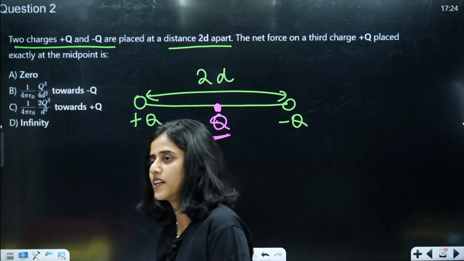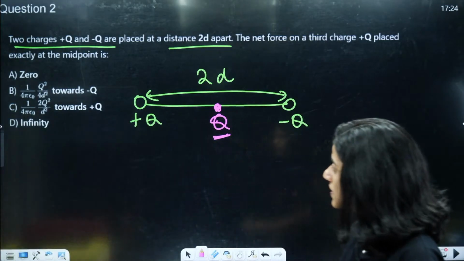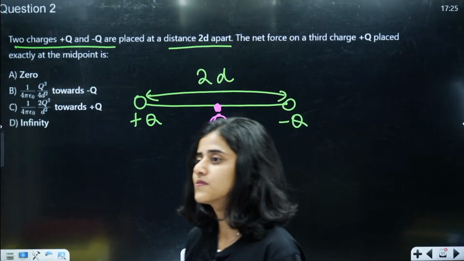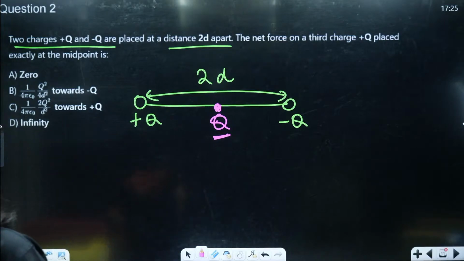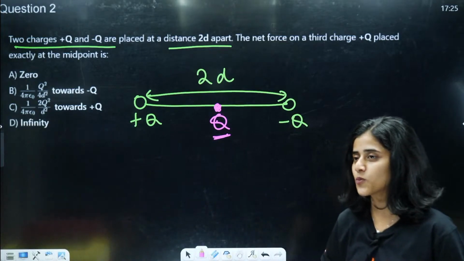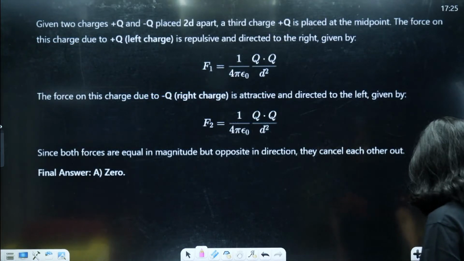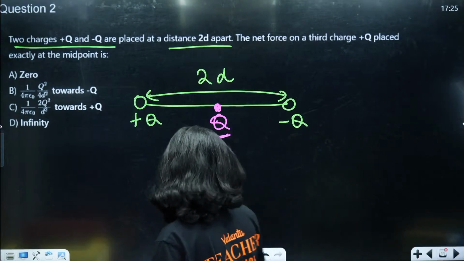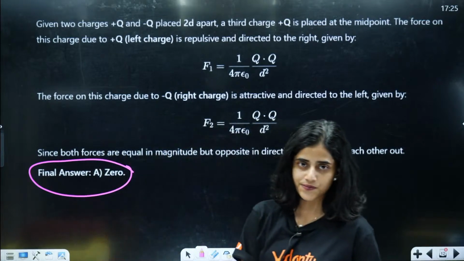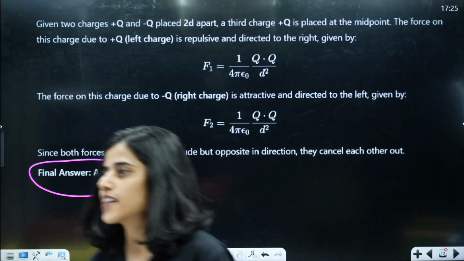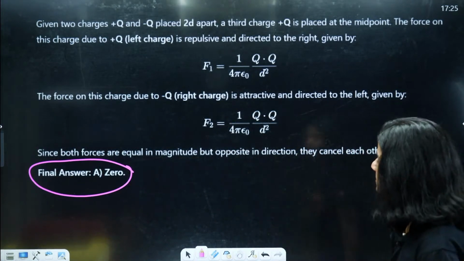So let's see. Anybody? B, okay. Amulya has answered B. Anybody else? Okay, Honest Girl also says it's B. Ramya Sri says it's B. Okay, so many people say it's B. So the answer here is not B. It is A. Did anybody say A? Not really. Okay, so let's see how it is A.